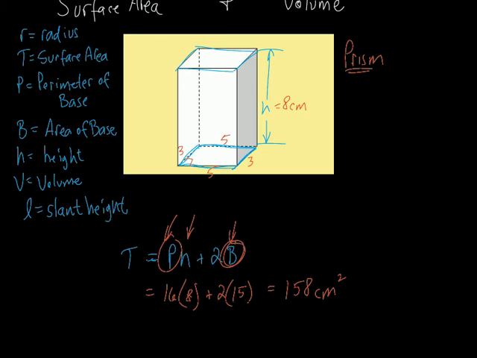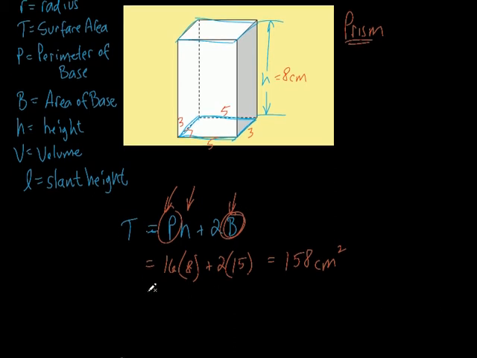Okay, I should have done volume, so let's do volume right now. The volume is actually pretty easy. The volume is B times H. Again, what does B represent? The area of the base. So let's do that. The area of the base.